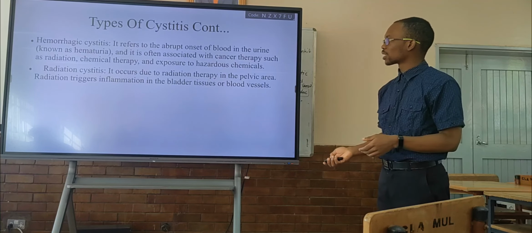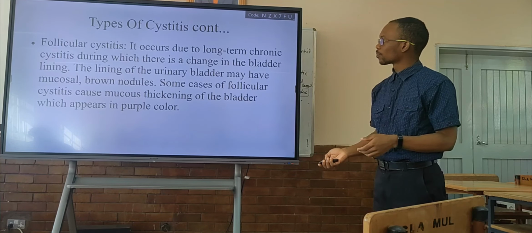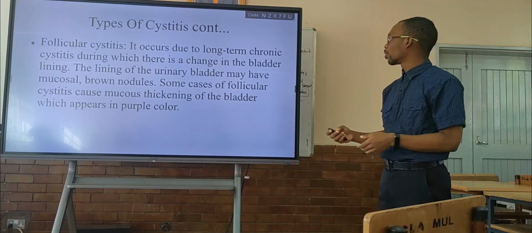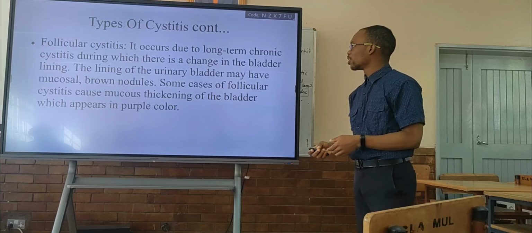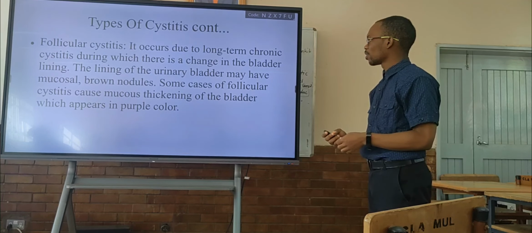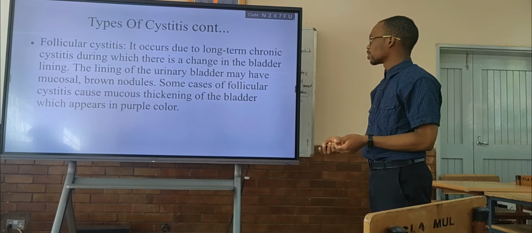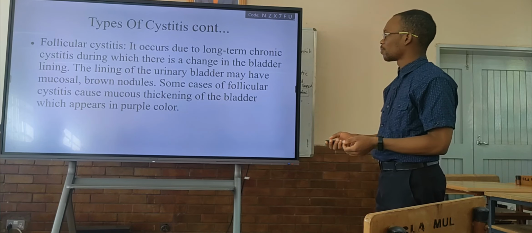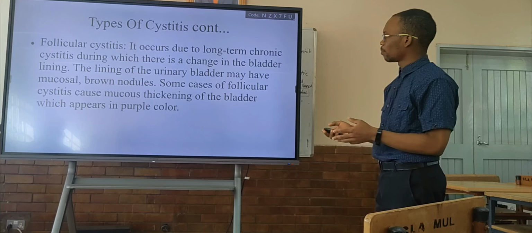Then we have follicular cystitis. It occurs due to long-term chronic cystitis, during which there is a change in the bladder lining. The lining of the urinary bladder may have mucosal brown nodules. Some cases of follicular cystitis cause mucus thickening of the bladder, which appears purple in color.